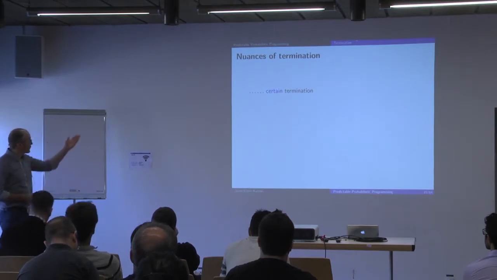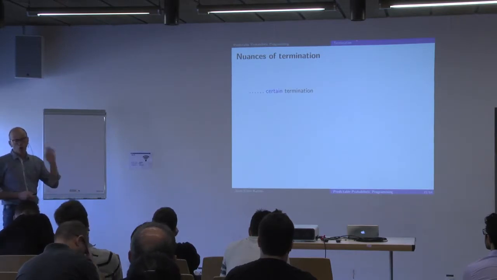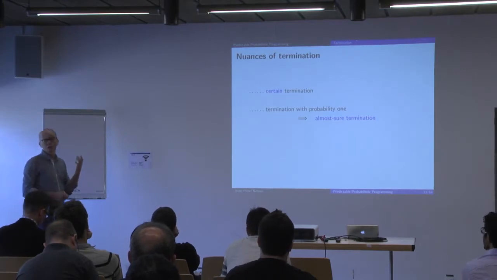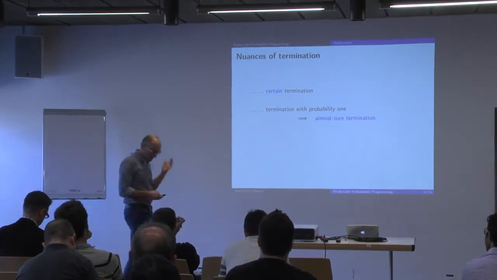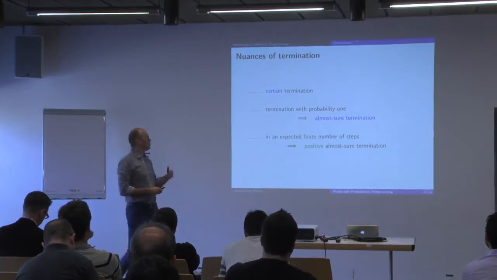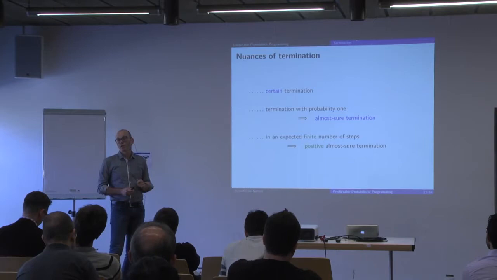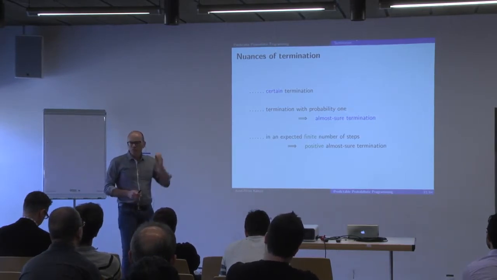Good. So you have certain termination. Does your program always terminate? You have termination with probability 1, and we call this almost sure termination. And we also have a notion where you almost surely terminate, but in the expected finite number of steps. Now, this sounds a bit contradictory, right?